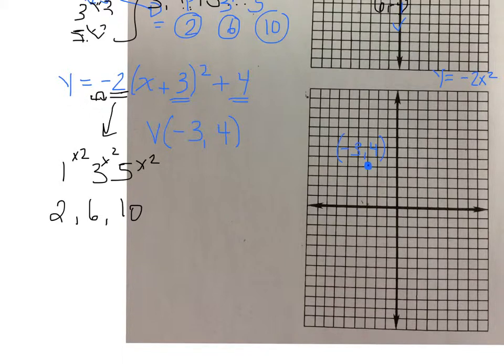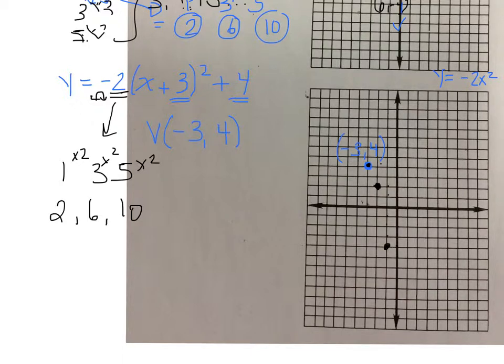So we start at vertex negative 3, 4, and we go over by 1, down by 2. From that spot, we go over by 1 more, down by 6. 1, 2, 3, 4, 5, 6. Then over by 1 more, down by 10. Now the 10 would go off the graph. So when I finish my problem, I'm going to aim for somewhere right at the bottom of the screen.